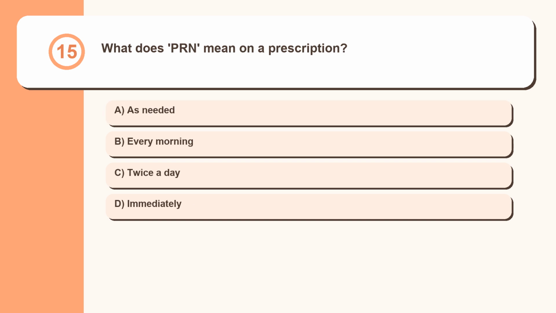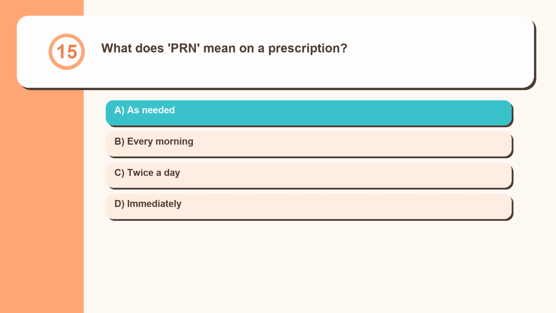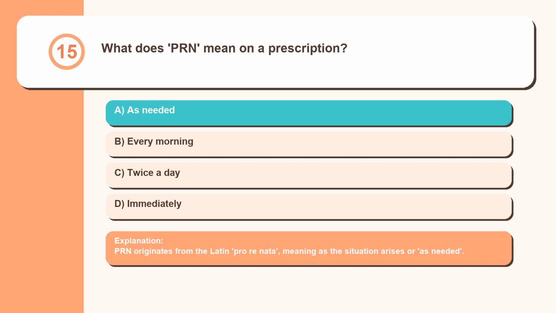Question 15. What does PRN mean on a prescription? As needed, every morning, twice a day, immediately. PRN originates from the Latin pro re nata, meaning as the situation arises or as needed.